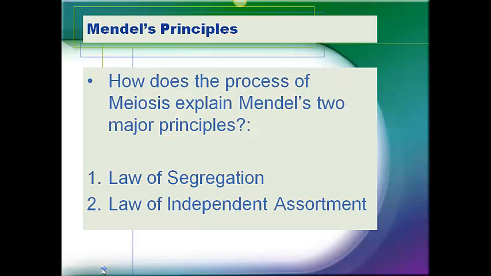How does the process of meiosis now explain Mendel's two major principles? Let's first talk about the law of segregation, the fact that the different alleles actually get divided from each other. If we think about the alleles in terms of meiosis, and think about the chromosomes that they're on.